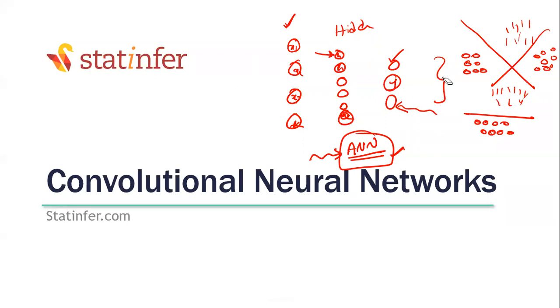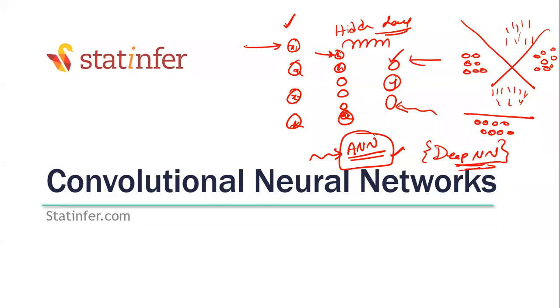Until now, we discussed only an artificial neural network with a single hidden layer. If we have multiple hidden layers, then such an artificial neural network is known as a deep neural network. What is a deep neural network? If you have a single hidden layer, that is known as a shallow neural network. If you have multiple hidden layers, that is known as a deep neural network. That means between the input layer and output layer, there will be multiple hidden layers.